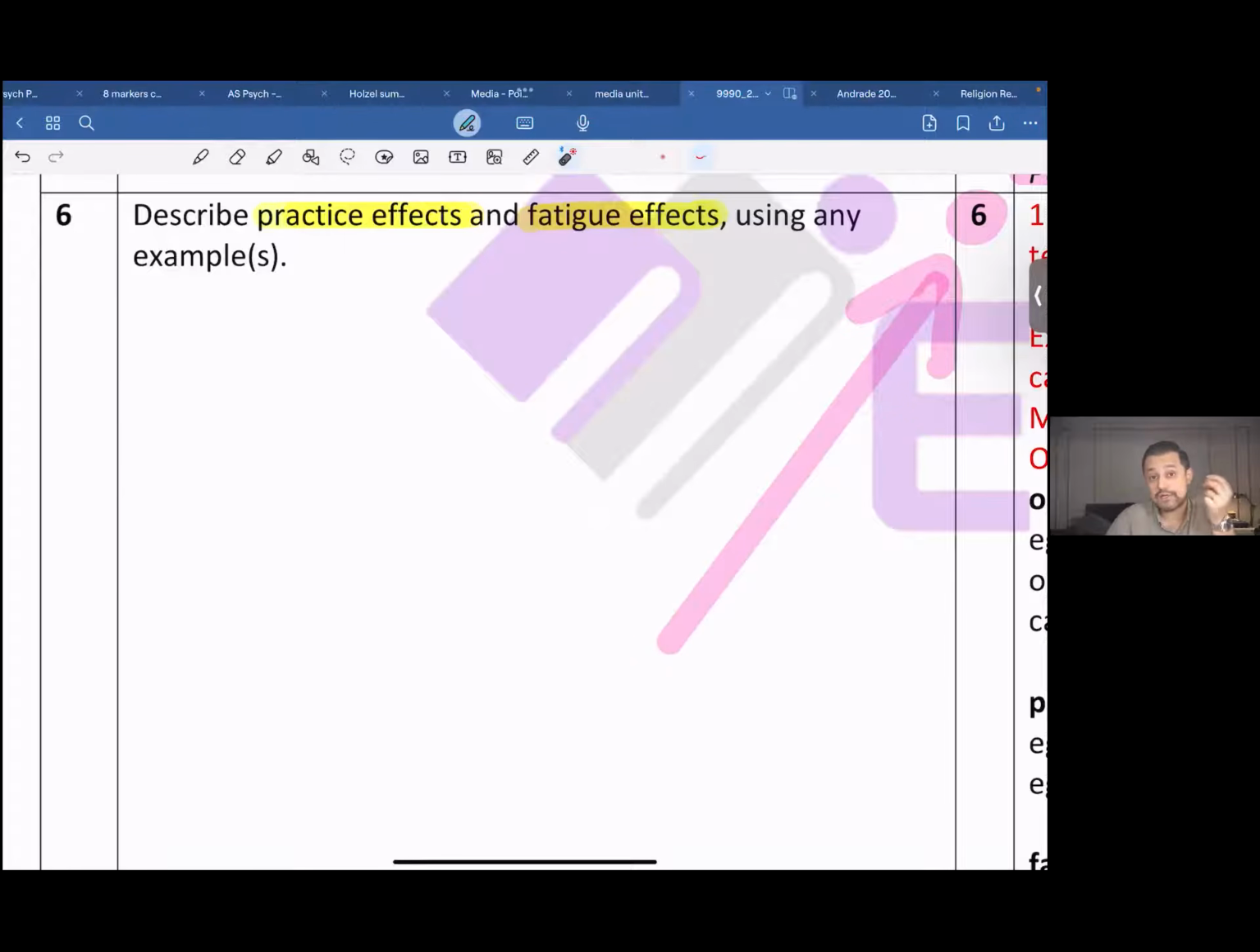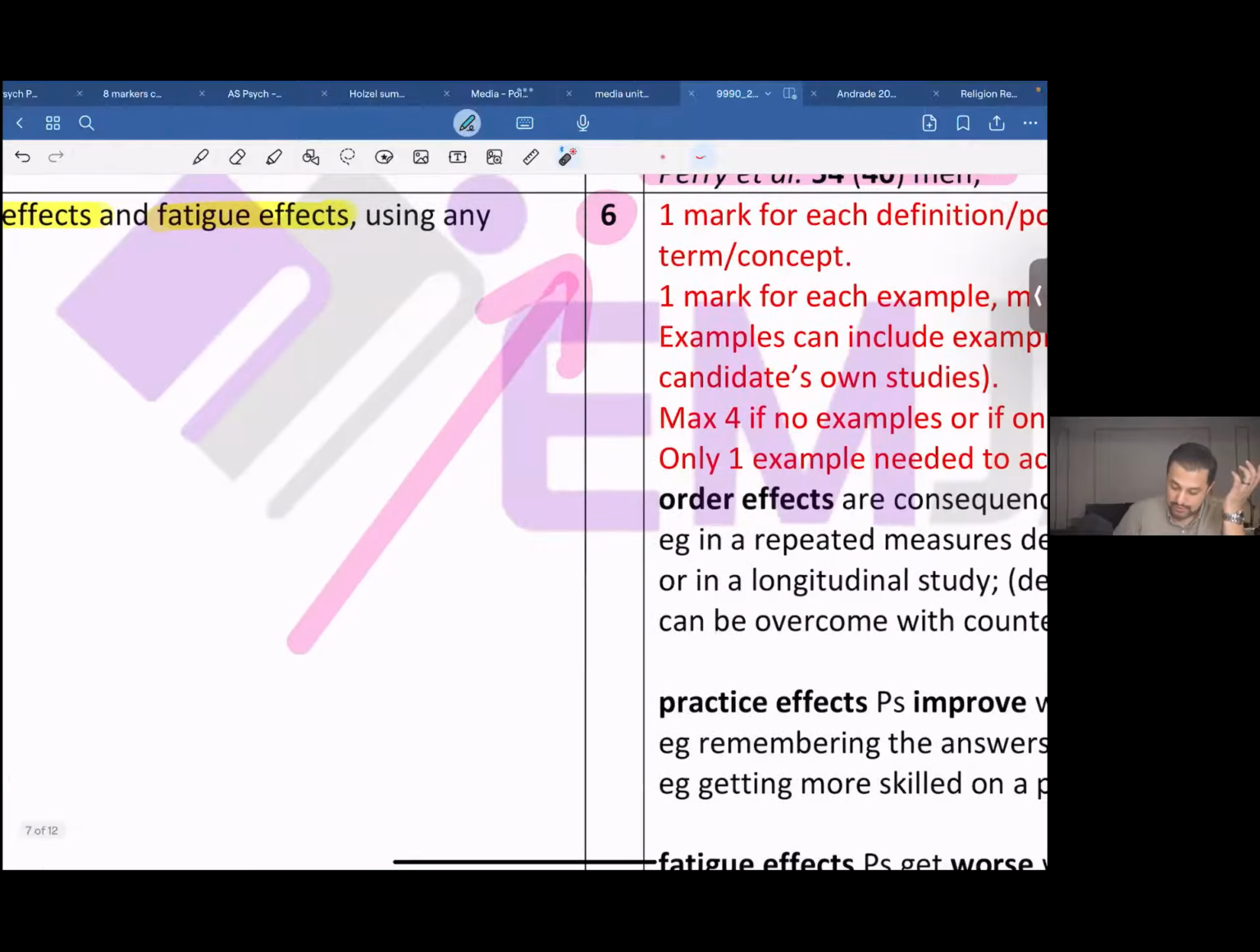Again, a 6-mark question. I'd like to suggest treating it as 2 different questions of 3 marks each, where you describe what practice effects are and you make sure that you're giving an example, and then you describe what fatigue effects are, and then you give an example either from a core study or you could make it up yourself too.